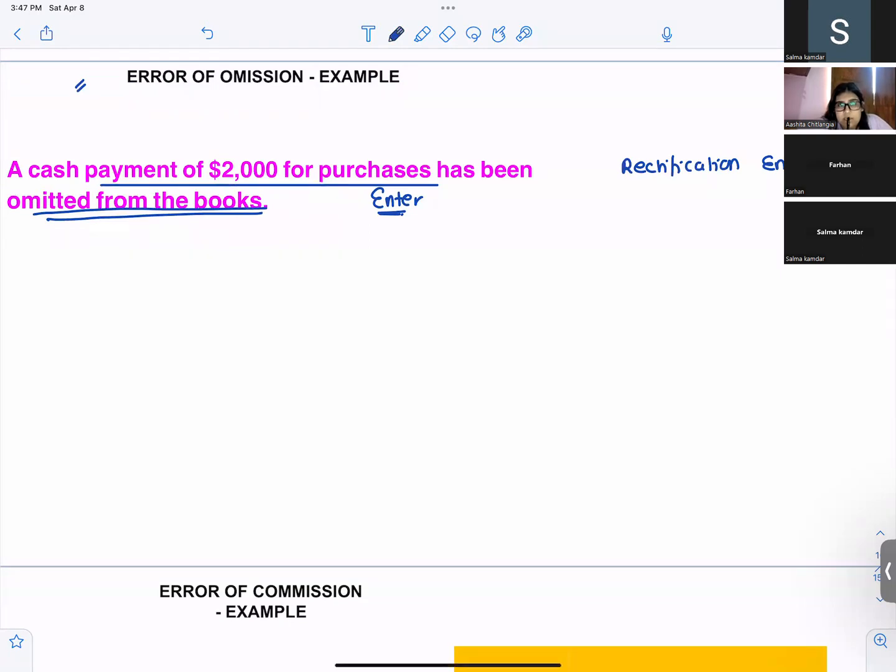Cash payment. Purchases debit and cash credit. Purchases is always debit. So it will be cash purchases debit, cash credit. Yes.